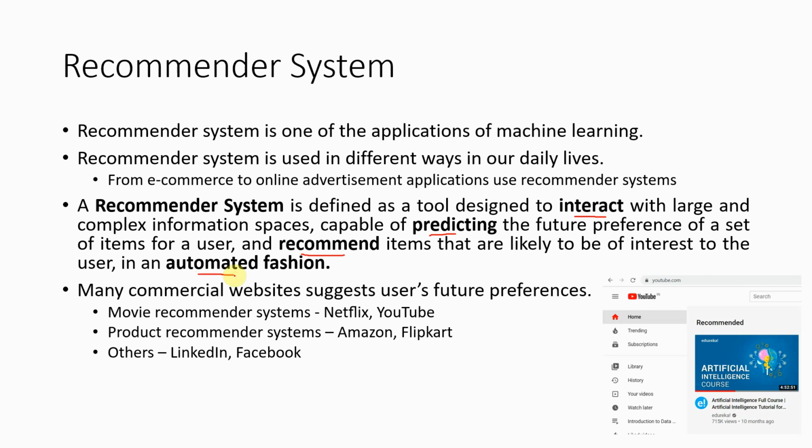Many commercial websites use this recommendation system for suggesting the user's future preference. Examples are movie recommendation systems, product recommendation systems, and others like LinkedIn and Facebook, where you get recommendations about your friends.